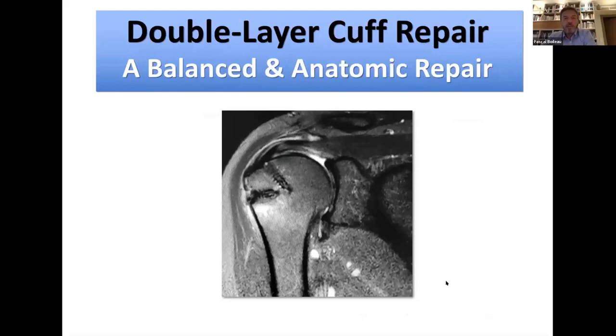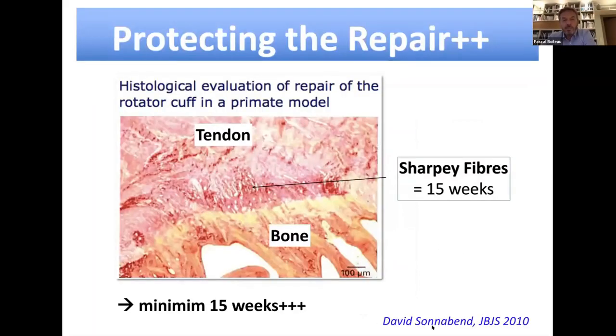Finally, I would like to emphasize what has been shown by David Sonnabend from Australia many years ago, that to get a real insertion of the tendon to the bone, you need to have Sharpey fibers. And this takes 15 weeks. He has operated on monkeys. He has done a histologic study. It takes 15 weeks. So it's more than 3 months.